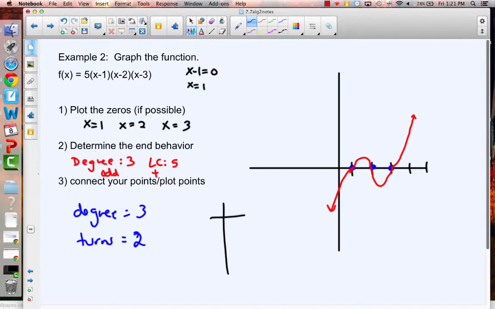If you don't like doing it that way and you want more precise, which is always a good thing, you could always make a table of values and plug in points that are between your zeros. So you could plug in a point like 1.5, 2.5 and 3.5, and you could get those ordered pairs and then plot them.